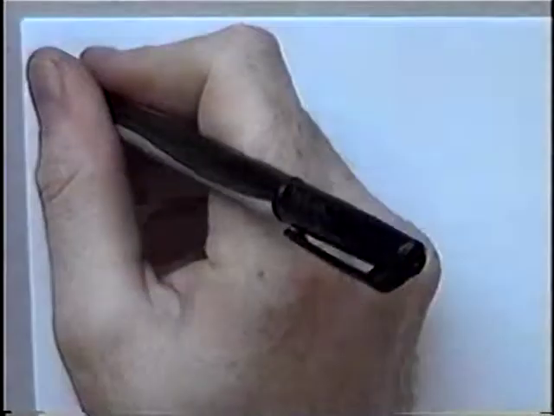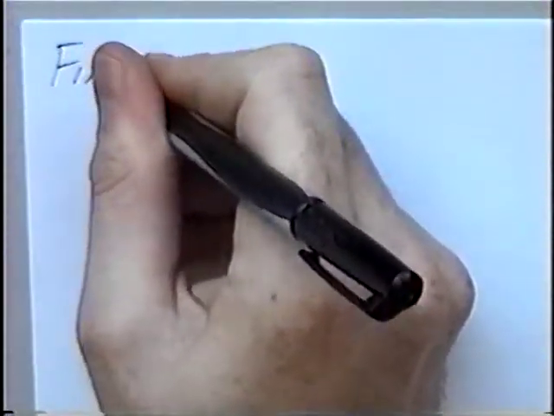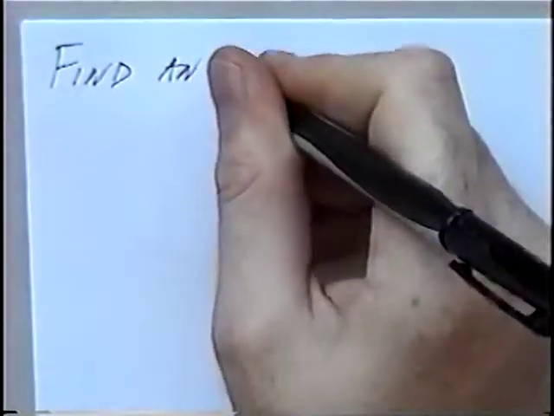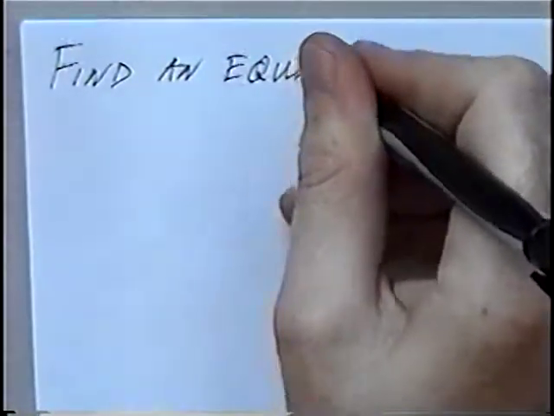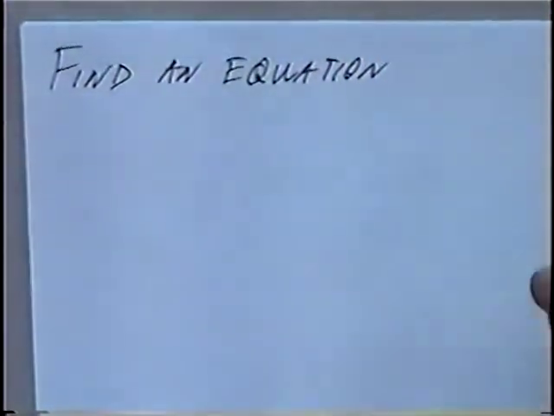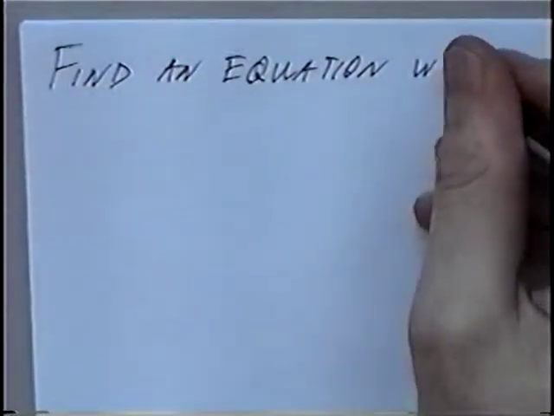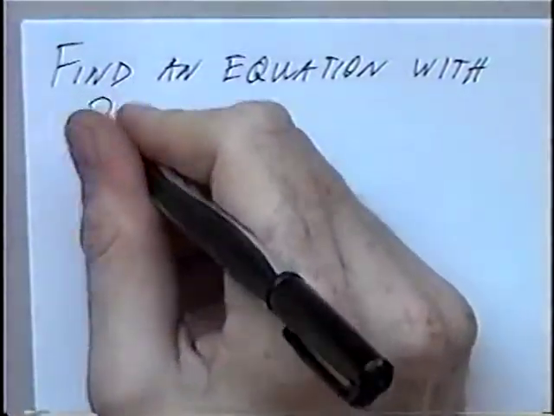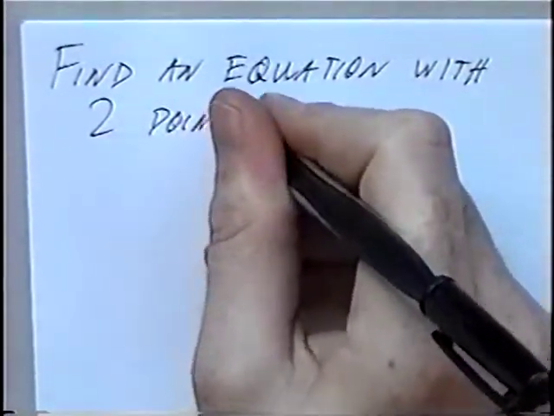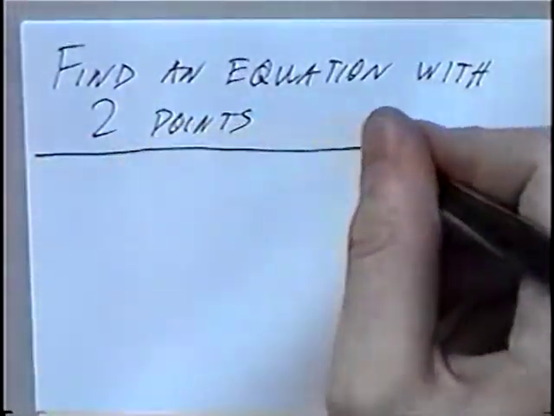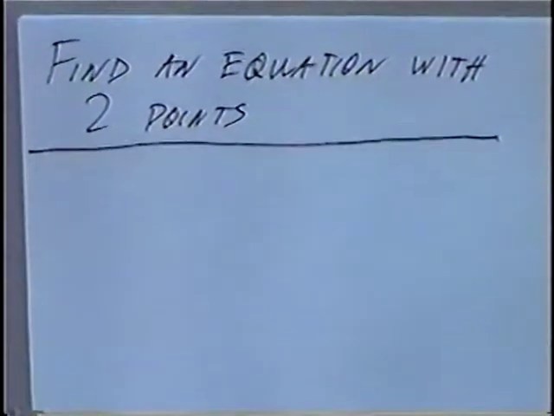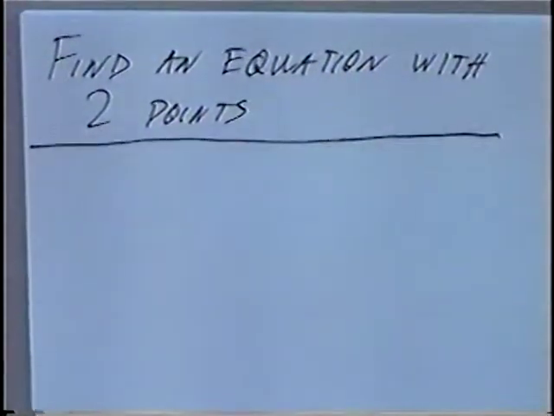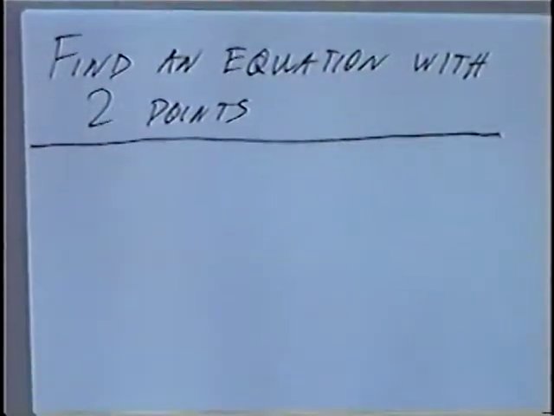Title of the next section is Find an Equation with 2 points. So in this section we want the answer to be an equation, and we'll be given 2 points to find that equation.